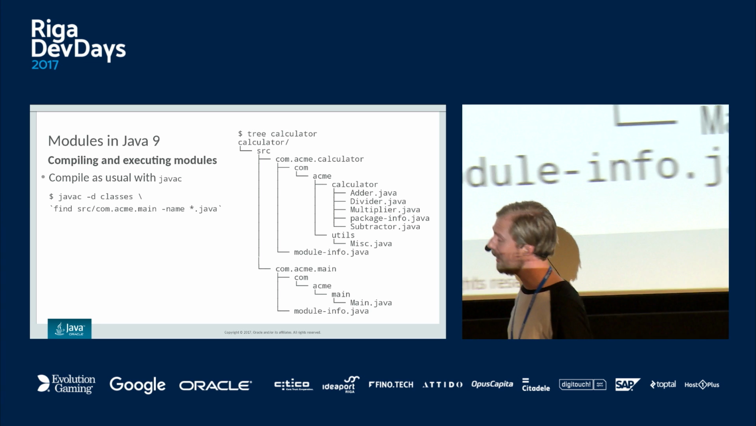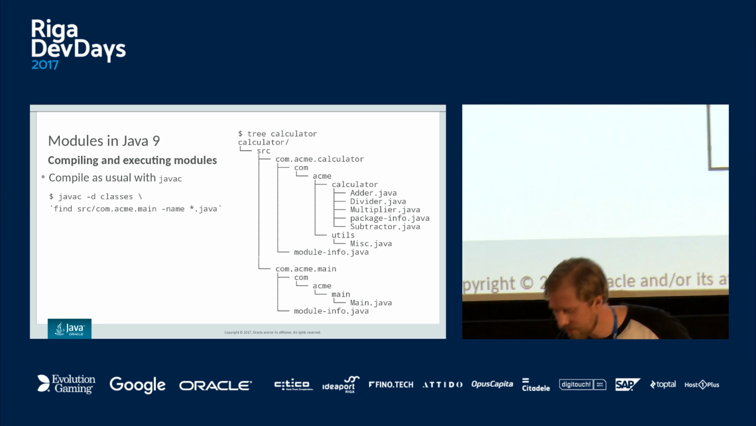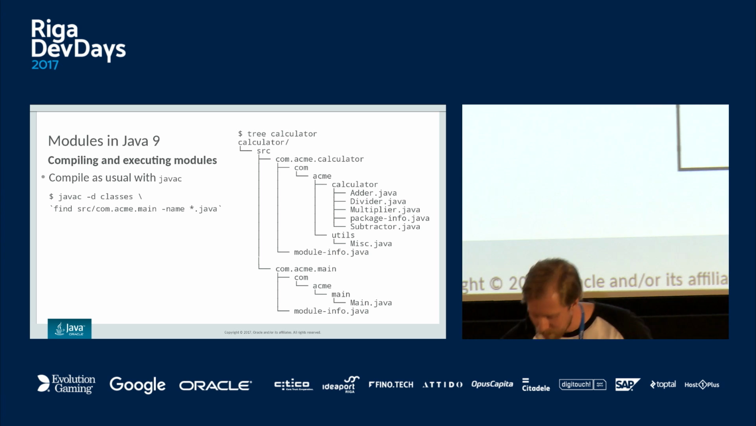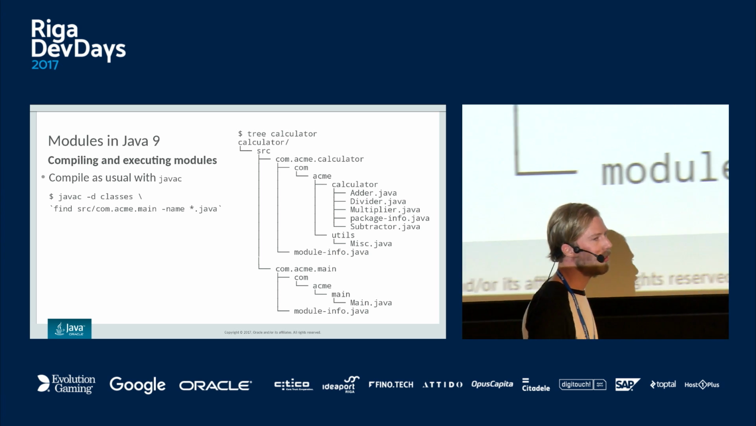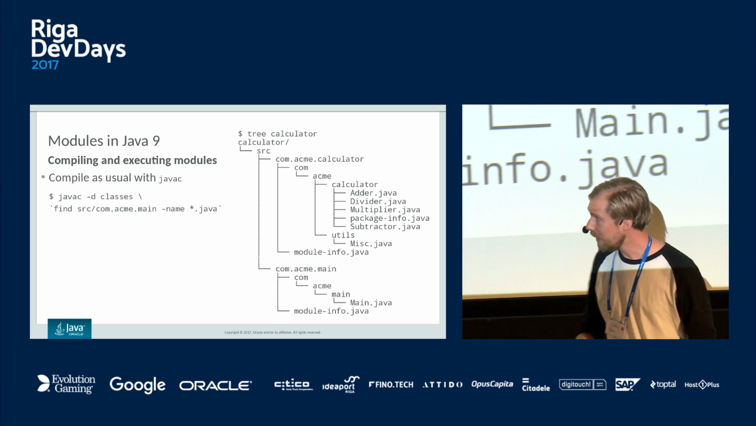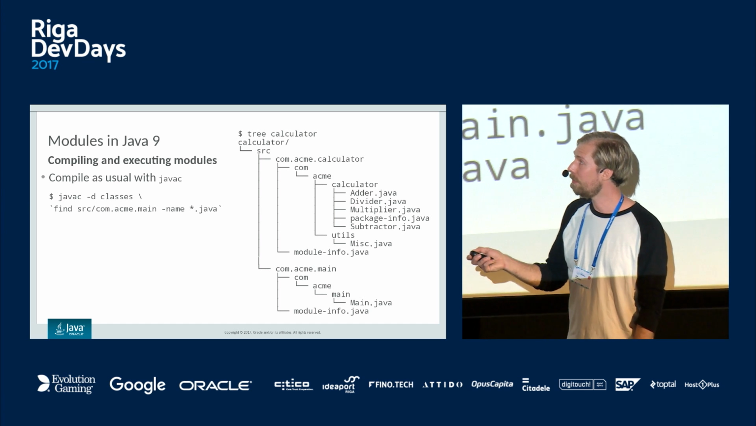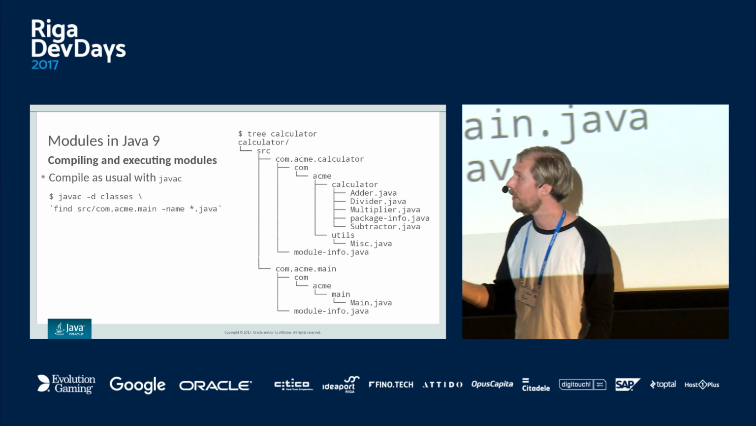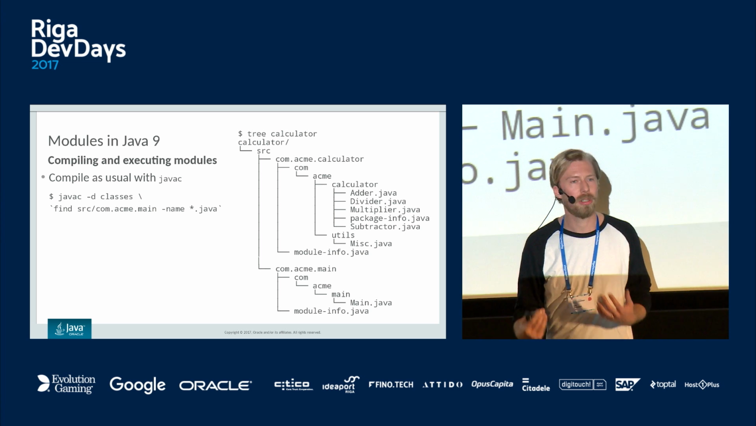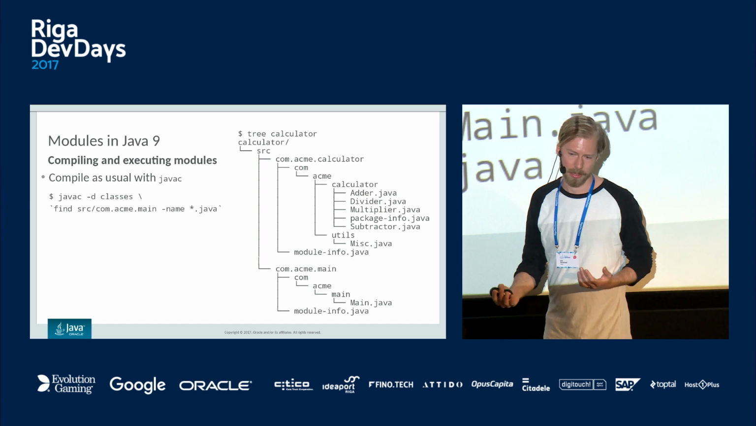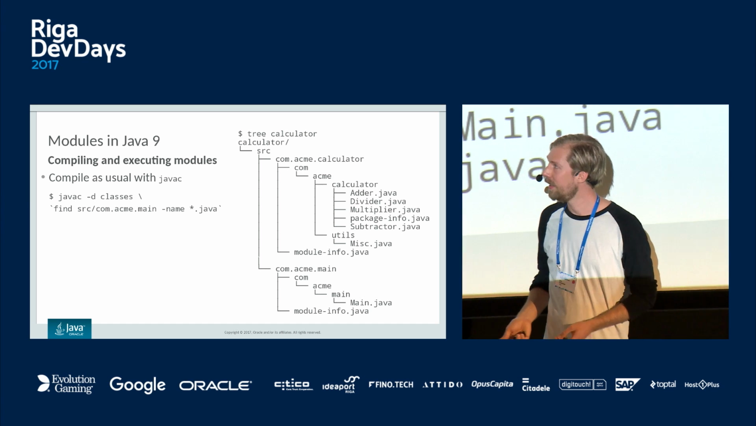So if you want to compile this, you again use the tools that you're all familiar with. In this case, javac for compiling. But now I'm just going to tell it to compile the main module alone. I won't compile two modules at the same time. That will actually be an error. You compile them one at a time.